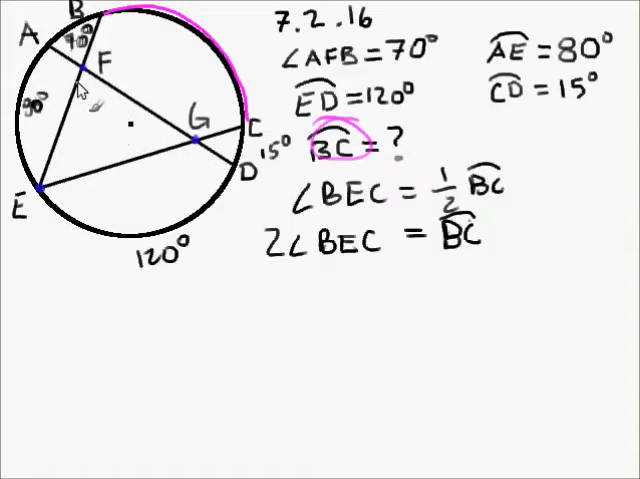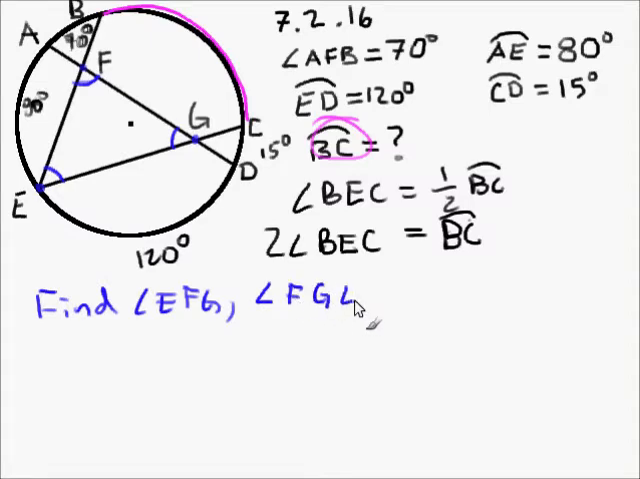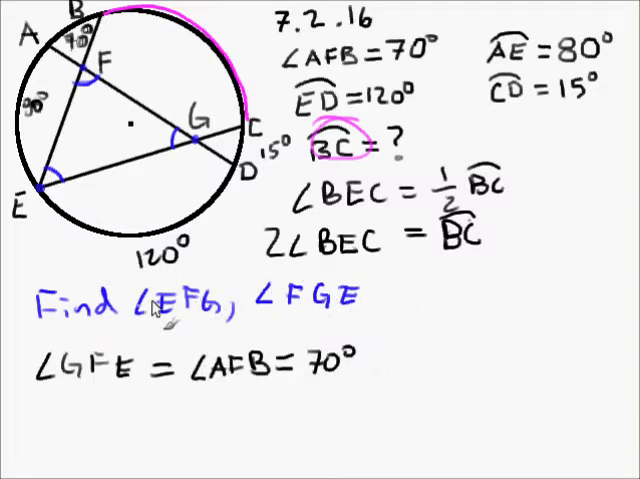FEG is a triangle. There are 3 angles in here: angle F, angle E, angle G. If we know 2 of those, we can find the third. So our goal is to find angle EFG and angle FGE. Angle GFE is vertical with angle AFB, so GFE measures the same as AFB, which is 70 degrees. We were given that. So we've got one. We've got GFE.